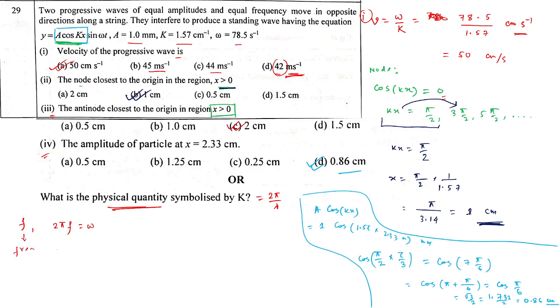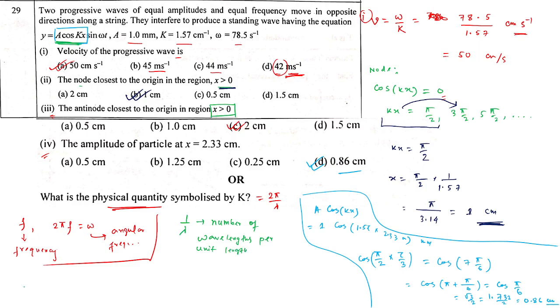This is frequency. And if you multiply 2 pi with frequency, we get angular frequency, correct? Similarly, 1 by lambda. What is 1 by lambda? This is the number of wavelengths per unit length.